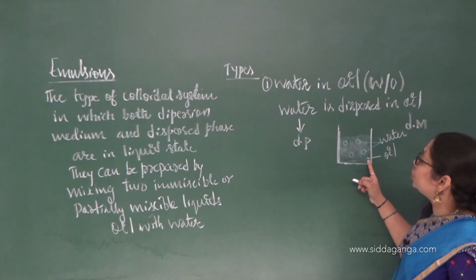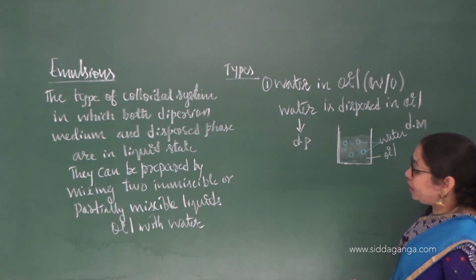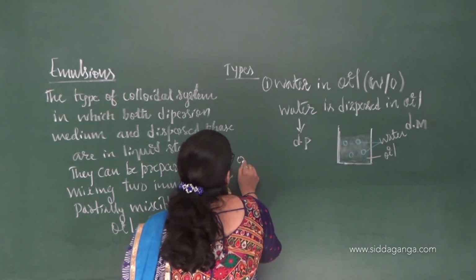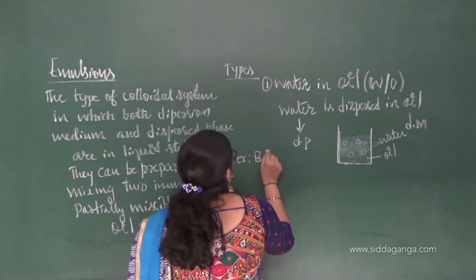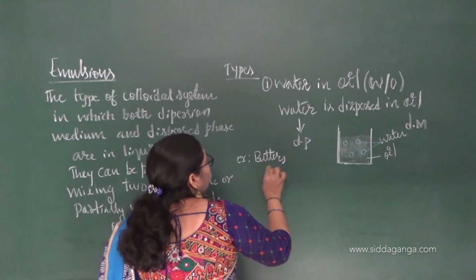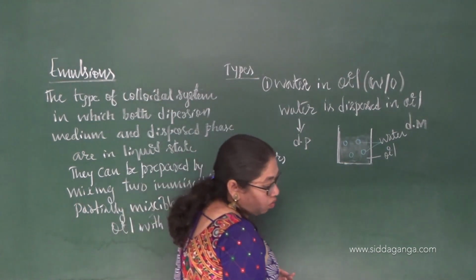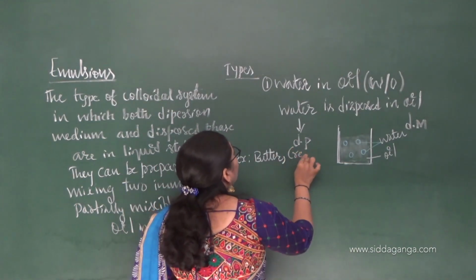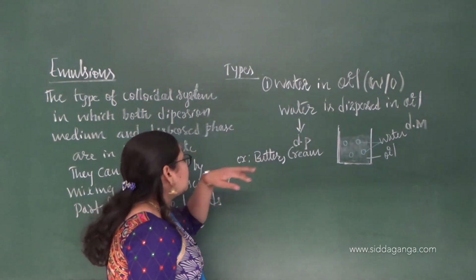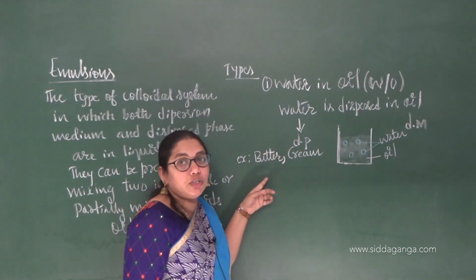Such type of colloidal solutions are called as what? Emulsion. Okay, so this is one type. For this you can give the example of butter. Butter is an example for what? Water in oil type. Likewise, you can have one more example, that is cream. Okay, so milk cream is also an example for water in oil type of emulsions.